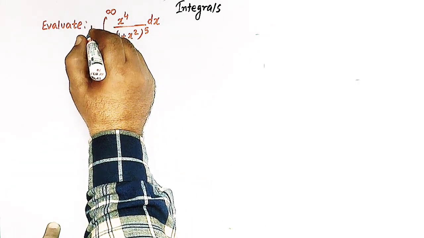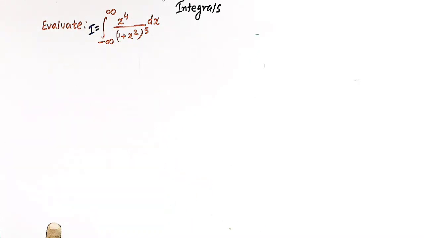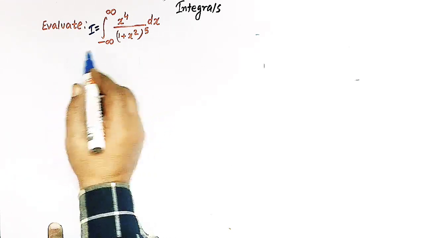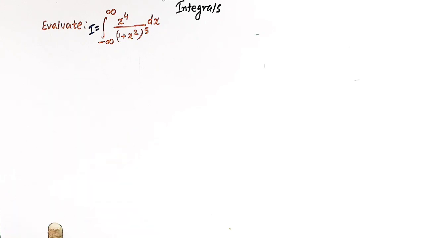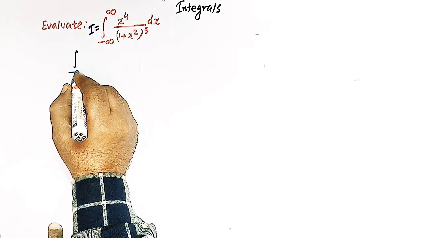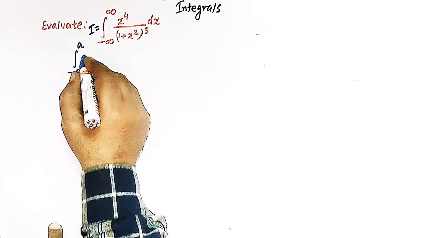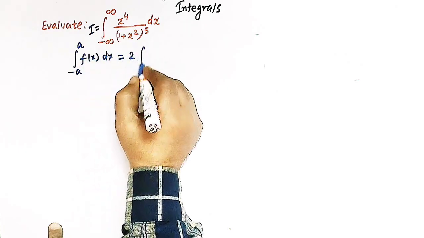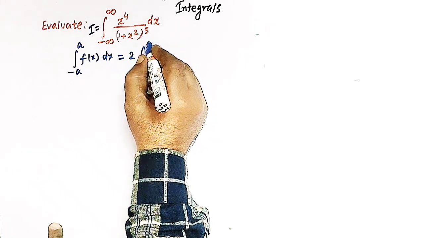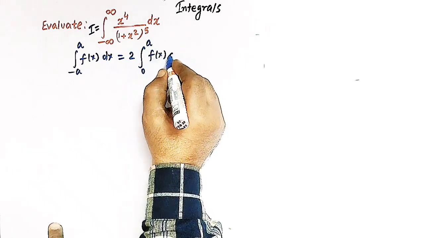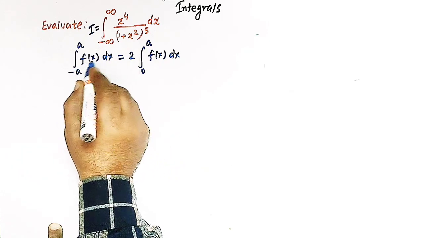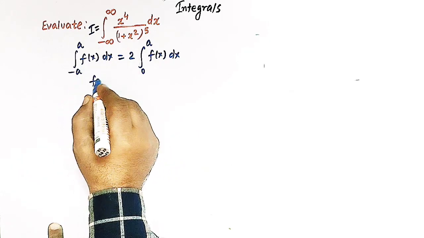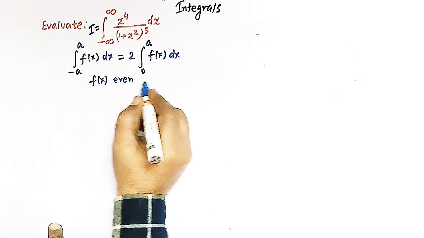So let us first call this integral I. Here, first of all, we are going to use this important property of definite integrals, where the integrand is an even function. Suppose we have the integral from minus a to a of f of x dx, then this integral is equal to 2 times the integral from 0 to a of f of x dx, provided this integrand, that is f of x, is an even function.